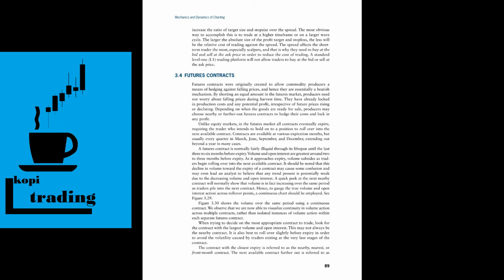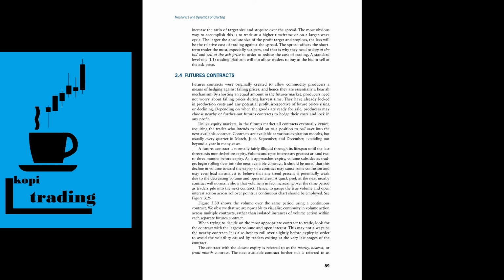Unlike equity markets, in the futures market all contracts eventually expire, requiring the trader who intends to hold on to a position to roll over into the next available contract. Contracts are available at various expiration months, but usually every quarter in March, June, September, and December, extending out beyond a year in many cases. A futures contract is normally fairly illiquid through its lifespan until the last 3 to 6 months before expiry. Volume and open interest are greatest around 2 to 3 months before expiry.